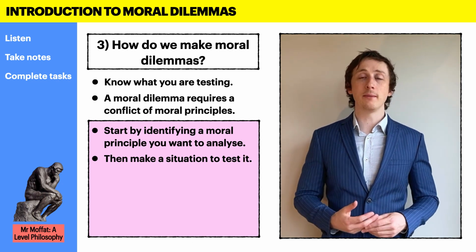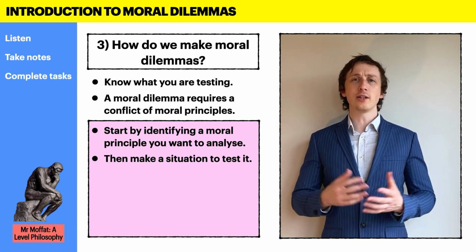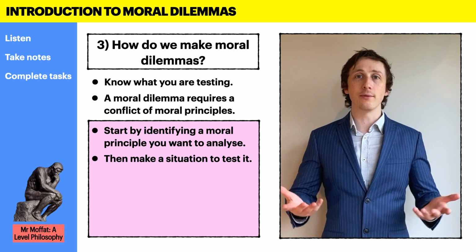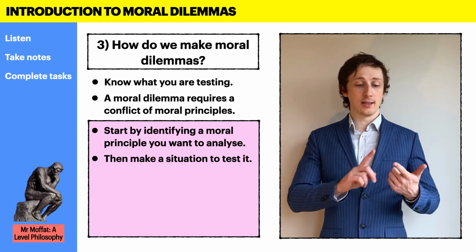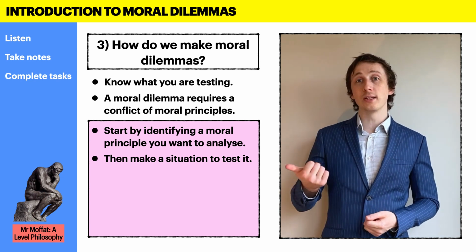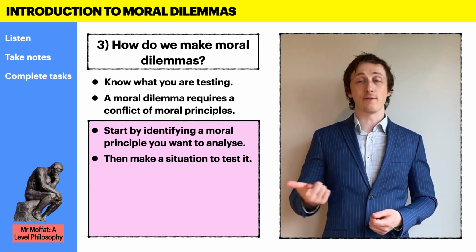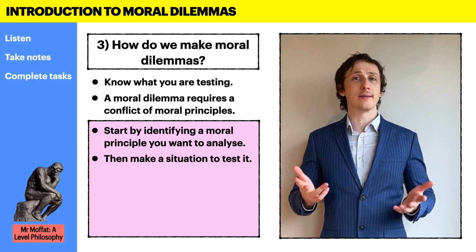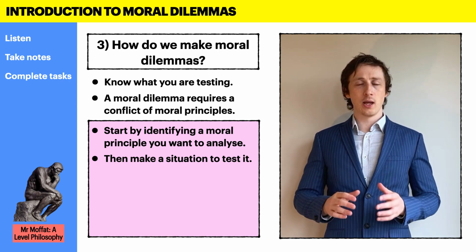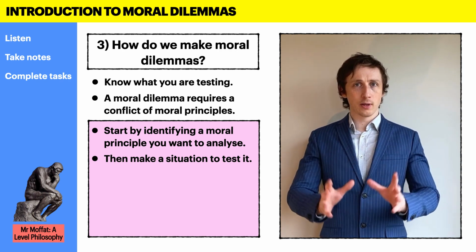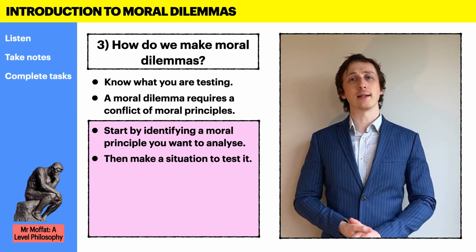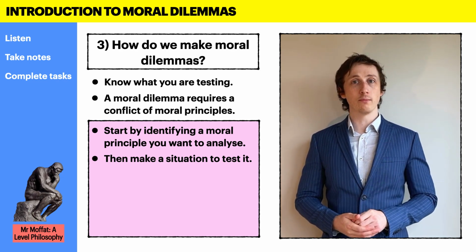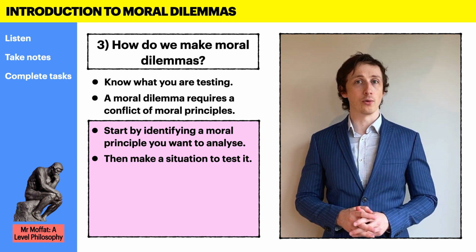So what do I mean by moral principle? Well, I just mean any moral rule that you've encountered in your life. So it could be things like, do not kill, stealing is wrong, always tell the truth, never break your promises, anything you like, protect the innocent. Just think of a moral rule that you've come across that you'd like to test. Once you've chosen one, then you can start creating your moral dilemma.